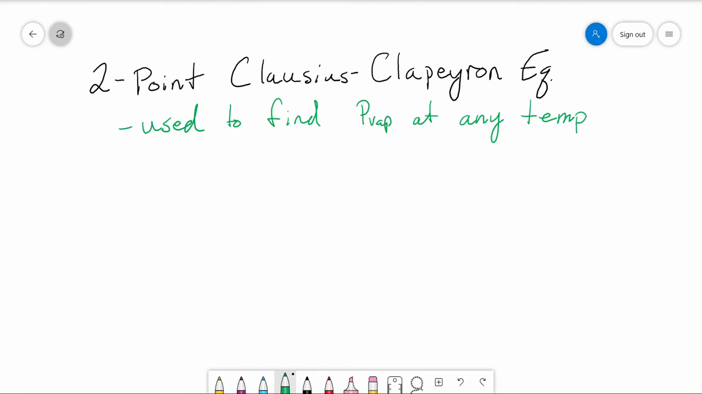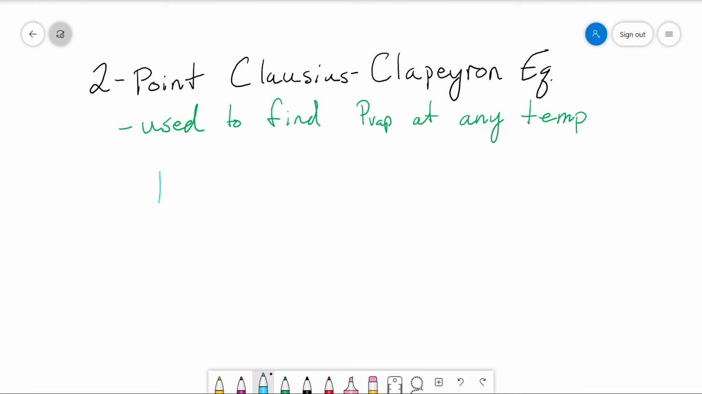So you can look up vapor pressures for most substances, but they're usually only given like every 5 degrees, like 20 degrees Celsius, 25 degrees Celsius. But if you wanted to know the vapor pressure in between those 2 points, you can use this two-point Clausius-Clapeyron equation. And let me give it to you.